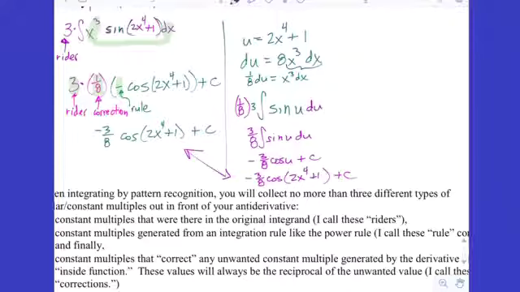So if you feel like you need to do u substitution each time because you like it better, it feels better, it's a systematic process, that's fine. Do that and try to get better and better with the pattern recognition. You'll be doing yourself a favor. Okay?